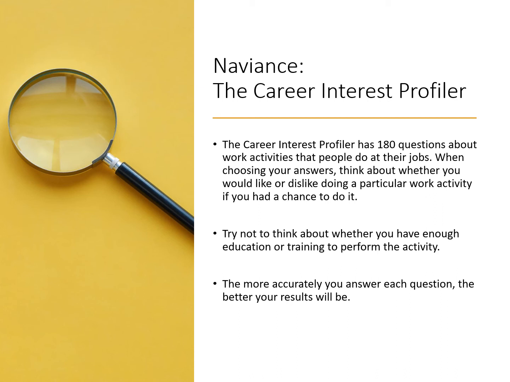So the career interest profiler has 180 questions, and they're about work activities that people do at their jobs. When you're choosing your answers, just think about whether you would like or dislike doing a particular work activity if you had the chance to do it. Try not to think about whether you have enough education or training to perform the activity. The more accurately you can answer each question, the better your results are going to be. So try not to click don't know or not sure. Try to be a little more specific in your answering and answer either you would like or dislike more so than unsure.